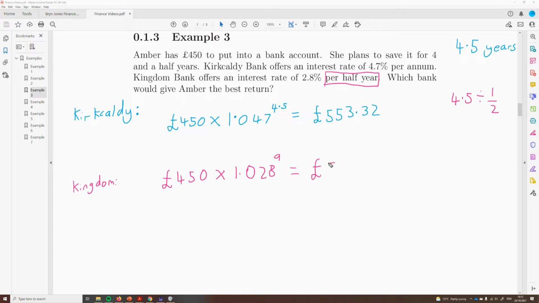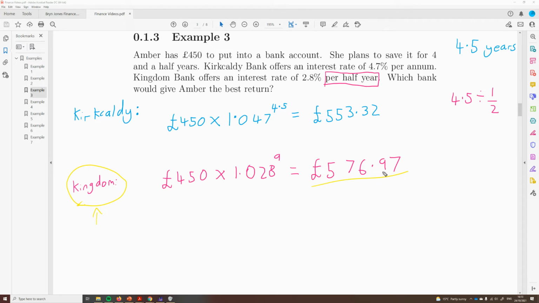And if I've typed this correctly, you're going to get £576 and 97 pence. At this stage, it's very clear that the best bank would be Kingdom Bank because she's got more money in there. The question says which bank would give Amber the best return. So it's just a case of saying Kingdom Bank and giving some sort of working out to show that.